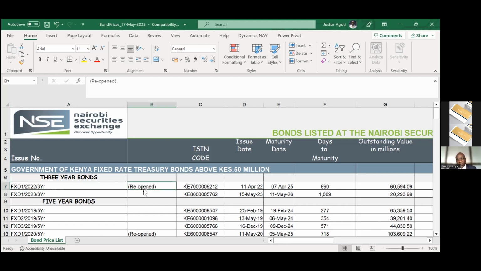Reopened means that it was issued earlier. It has been reopened so that more investors can come in. You can see here it was issued on 11th April of 2022. Okay. It's maturing on 7th of April 2025. You can see there, those are the days to maturity. And then, of course, there is the outstanding value in millions. So you can see that the figure is very clearly indicated.